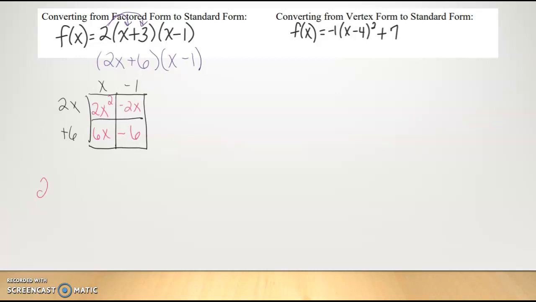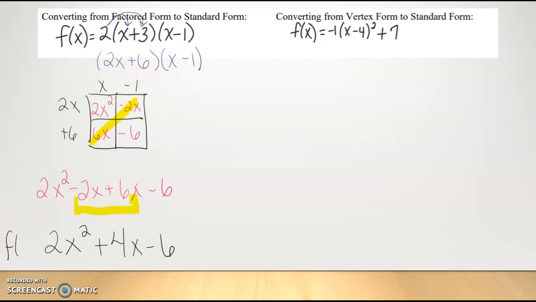So after I multiply, I can see that my final answer, after I combine my like terms, which are my two middle terms here, will give me a standard form equation of 2x squared plus 4x minus 6.